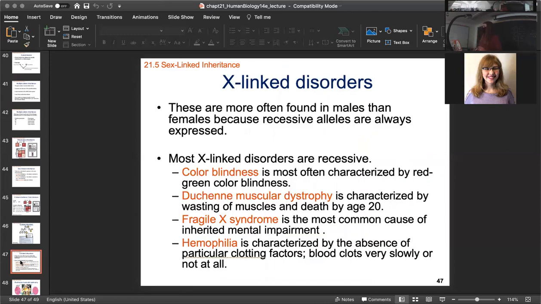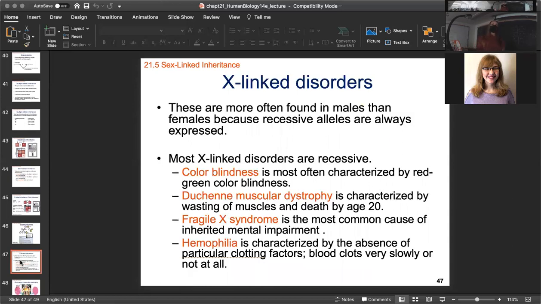Here are some different X-linked disorders. We already talked about color blindness. There's a type of muscular dystrophy, Fragile X syndrome, hemophilia. These are often found in males more than females because recessive alleles are always expressed. So that means that because a male always gets their X chromosome from their mother, if the mother happened to pass on the recessive X chromosome, no matter what happens, that male is going to express it.